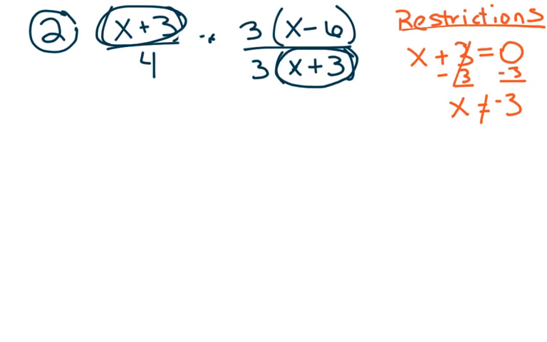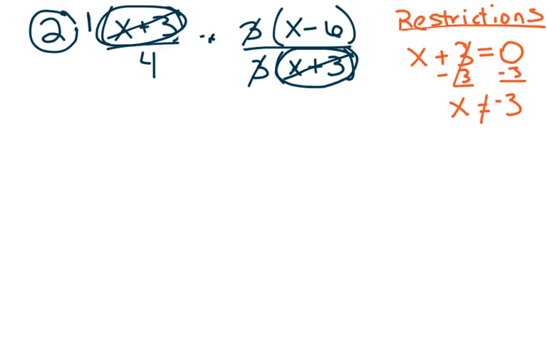So let me erase that. So I am going to cancel this x plus 3 with that. X plus 3 divided by x plus 3 is 1. So that's a 1 up here. Now I also notice that I have a 3 here and a 3 here. So I can cancel those, or divide. 3 divided by 3 is 1.